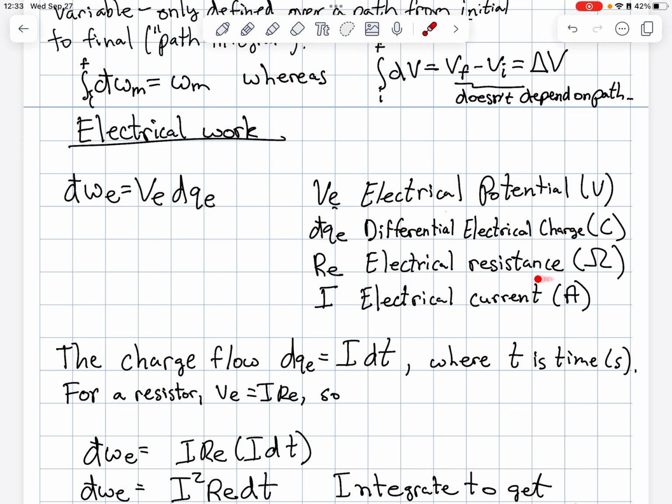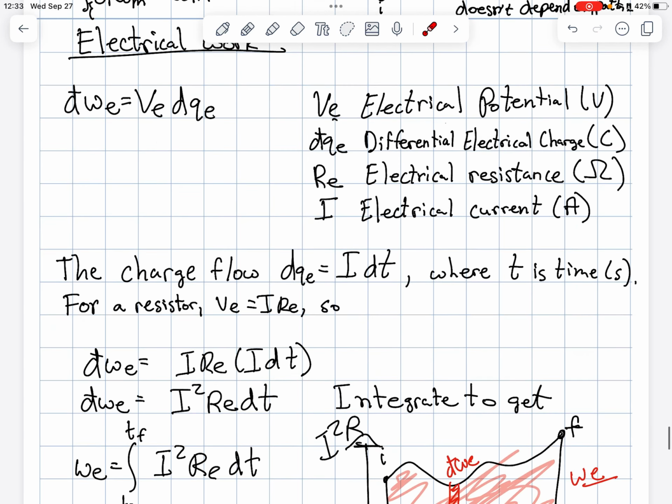Then the electrical resistance in ohms, and electrical current in amps. At the end here, d bar Q electrical is I times dt. For a resistor, VE is I times RE. This definition will work, but more commonly we want to do this in terms of current. So in terms of current, the voltage is I times the resistance, and d bar work electrical, if we plug in for the voltage there, is I squared R times dt.